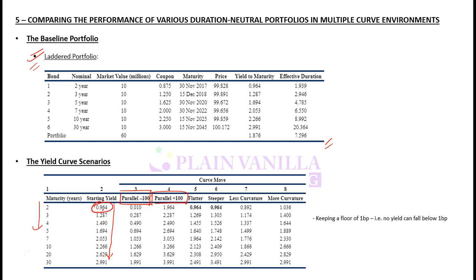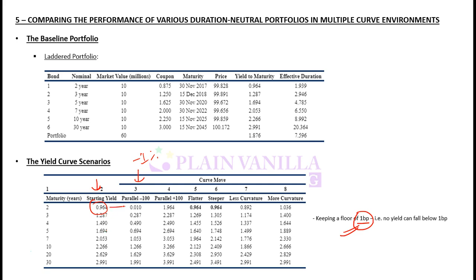So your yield will have an impact with minus 100 or plus 100 shift, that is minus 1% or plus 1% shift. And in this case we are assuming that there is a floor of 1 bip, that is your yield cannot go below 1 bip, that is yield should at least be 1 bip. So if you look into it, this is your starting yield, that is for different maturities, this is your starting yield. A parallel shift of minus 100 would mean minus 1%, and that would mean this yield minus 1%.